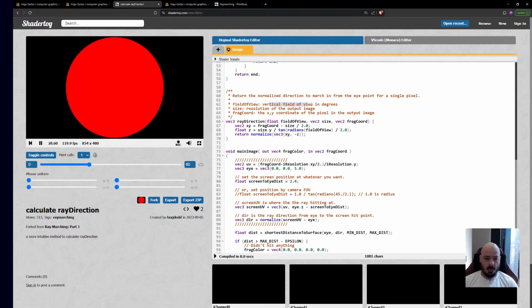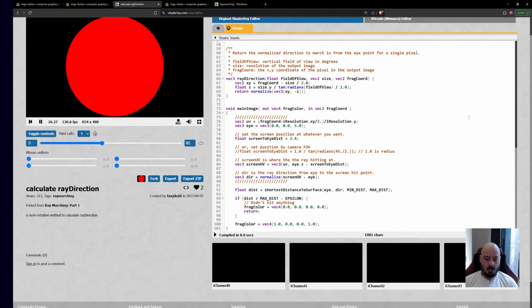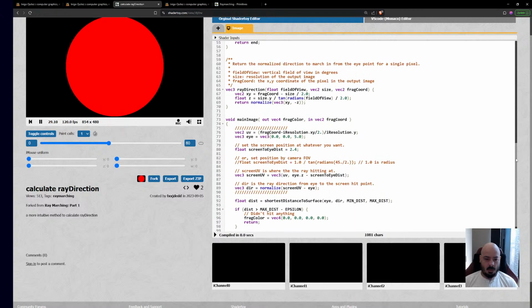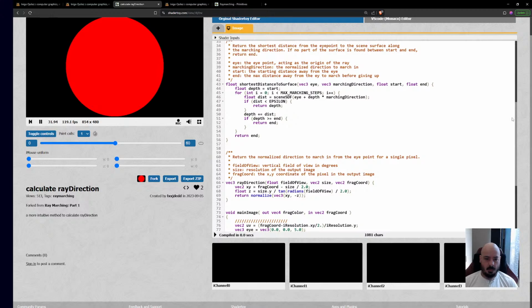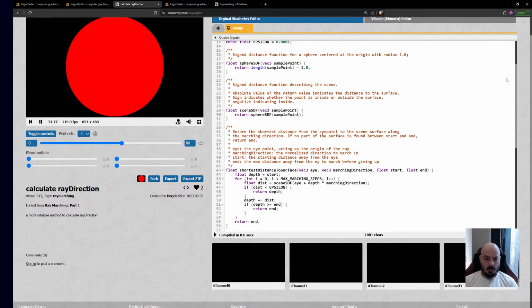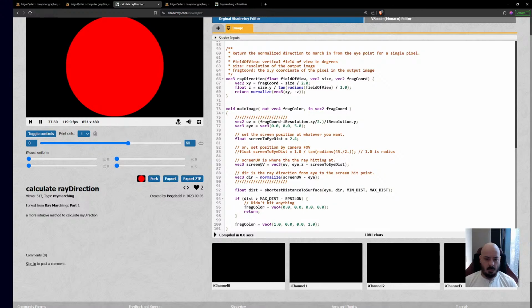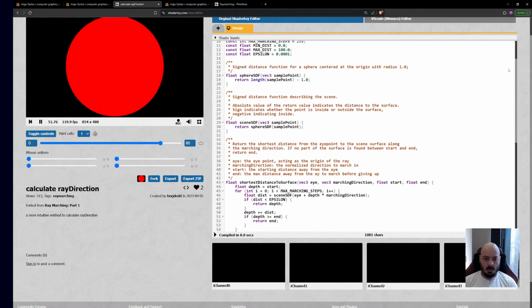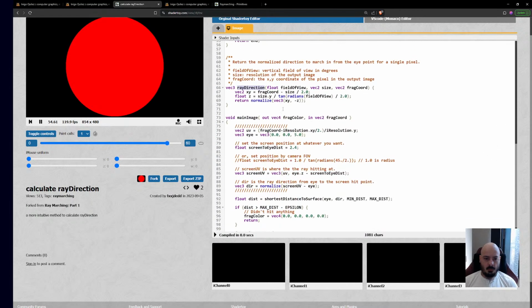Field of view is the vertical field of view in degrees. Okay, that's good. So where is this function even used though? Ray direction. Am I blind? It's not used here. Ray direction. Yep, I would like to know where that's used. Thank you. It's not used. Okay. Right, so I can just ignore that, I guess.